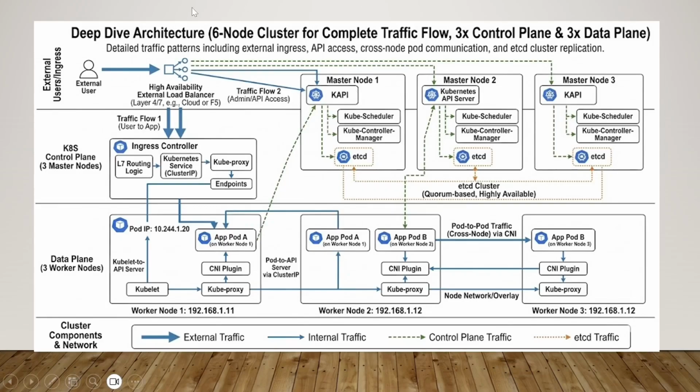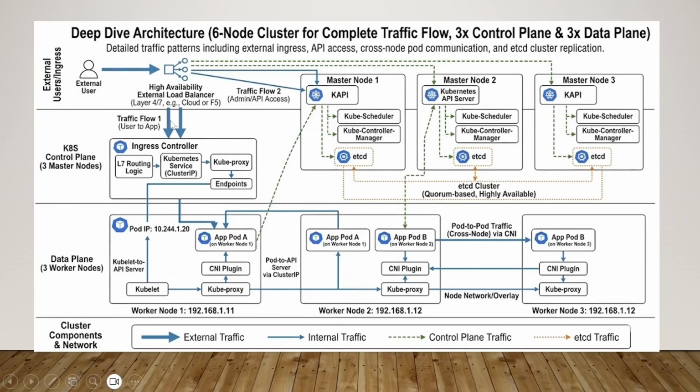So this is basically a deep-dive architecture. Here we have a 6-node cluster. Basically it has 3 control plane and 3 data plane nodes. Here external users come, like this is the external user. They go through ingress, as we already discussed. In an enterprise environment we have high-availability external load balancers, that work on layer 4 or layer 7. It might be a cloud provider load balancer or F5 in our in-house setup, that basically sends traffic to the ingress controller.